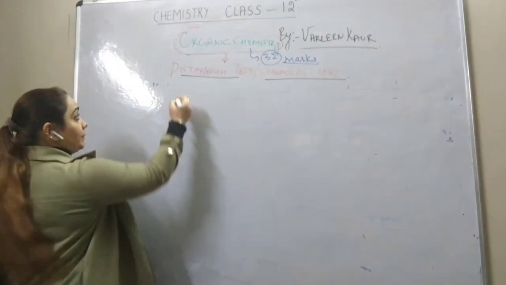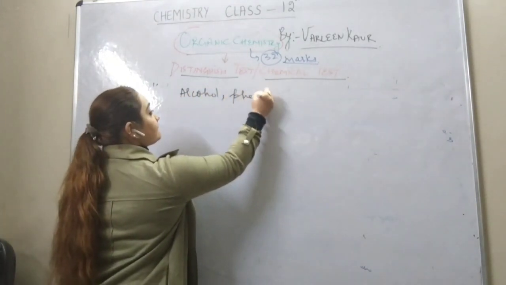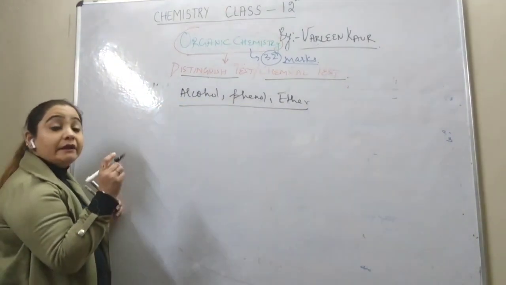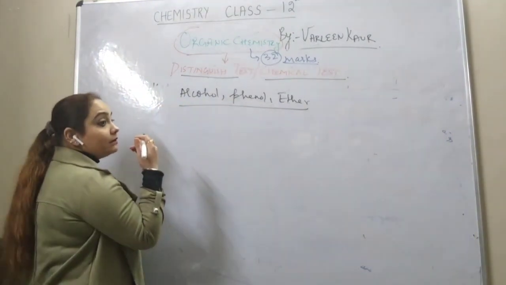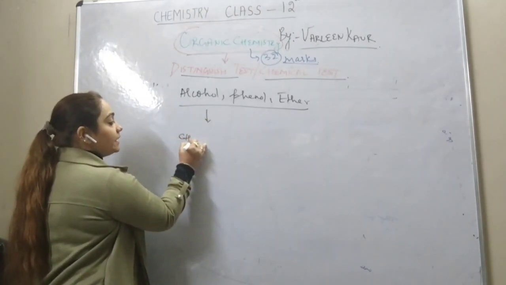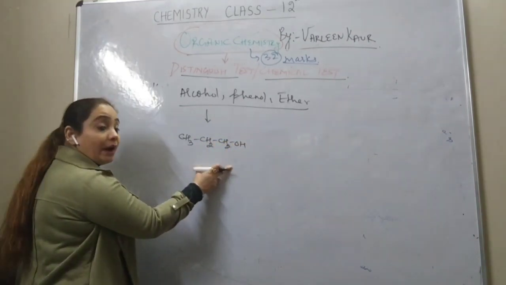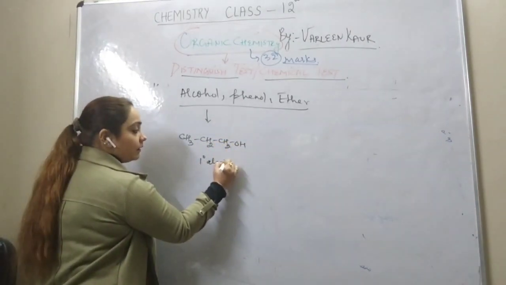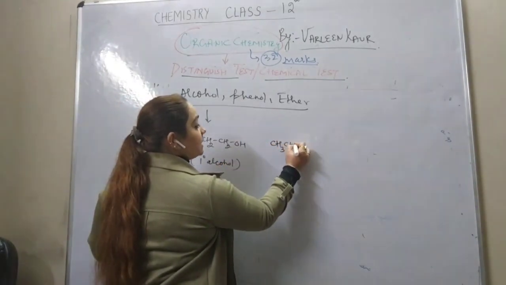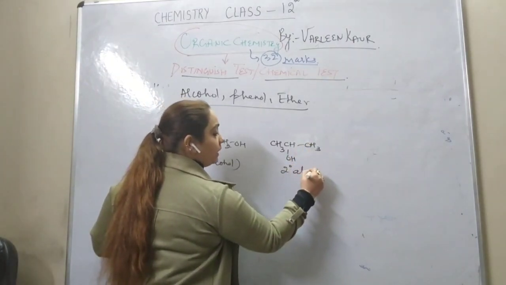Alcohol, phenol, ether chapter. Now this is the next chapter. In this, you have to distinguish between the following types of alcohol. For example, we have CH3CH2CH2OH. This is known as primary alcohol. Next, we have CH3CHOHCH3. This is known as secondary alcohol.